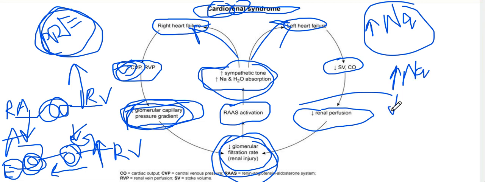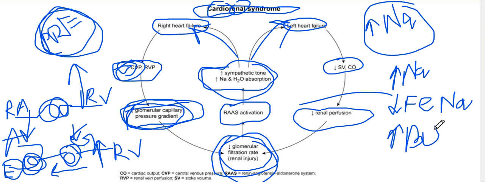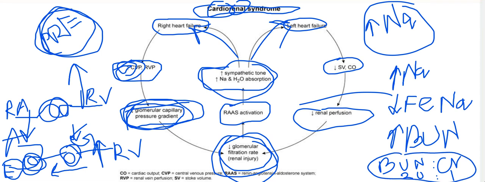So when there is increased blood urea nitrogen reabsorption, there is increased sodium in the body, there is decreased FeNa, that is fractional excretion of sodium, and there is increased blood urea nitrogen. There is also a ratio, which we call the BUN to creatinine ratio, that is usually 20:1. So that also helps to differentiate pre-renal failure from the other causes of renal failure.